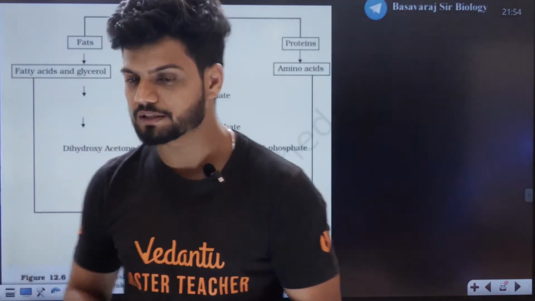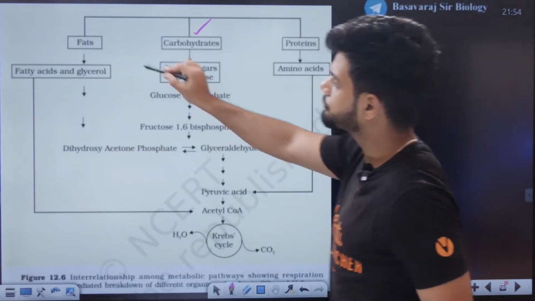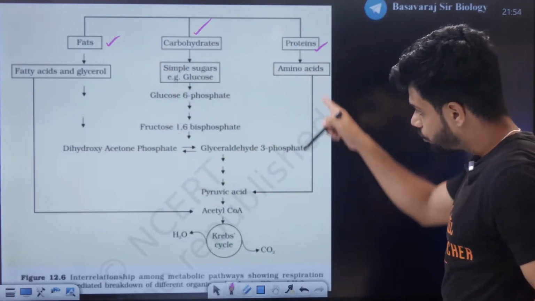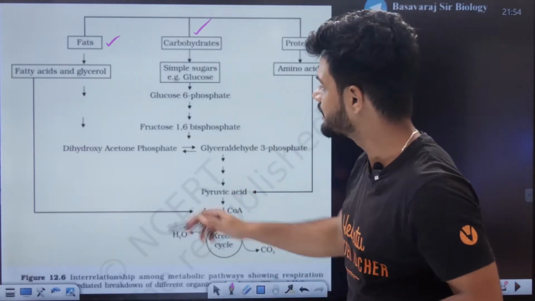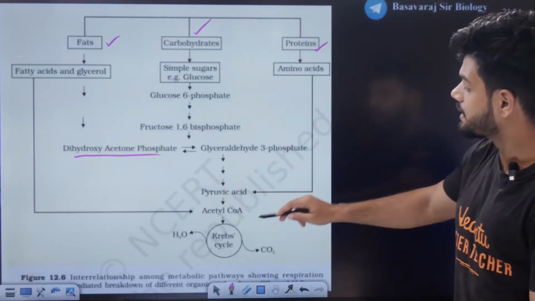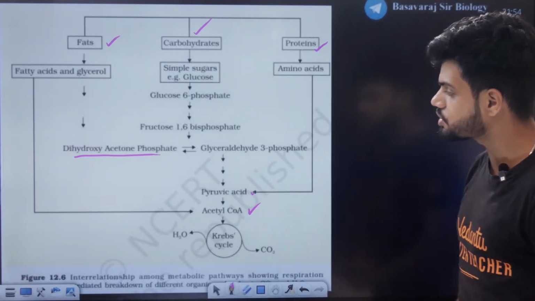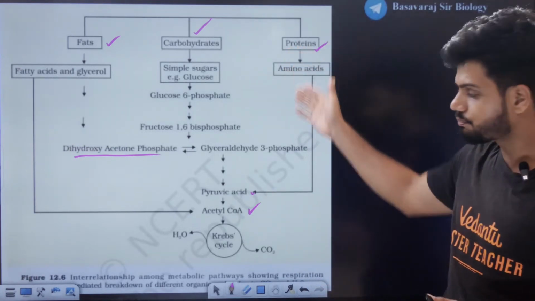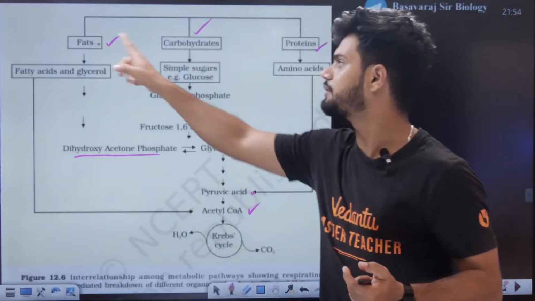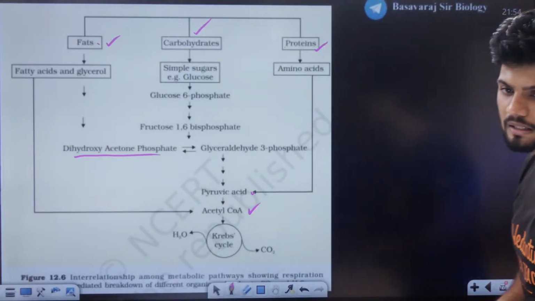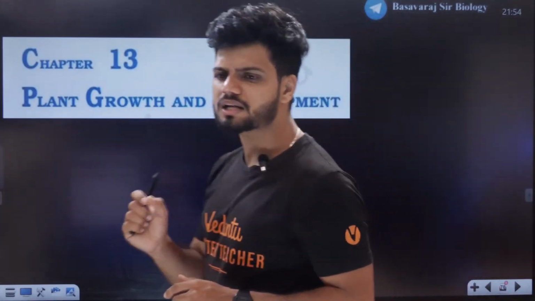See here. Generally carbohydrate is used, but even fats and even proteins can enter the pathway and produce energy. For example, fats can enter at DHAP and acetyl-CoA also. Proteins can enter at the pyruvic acid stage. Because of deamination, proteins can enter here. So basically a backup is there. The body has a backup. Fat and proteins are backup for the body. Okay. Now with that, we come to the last chapter.